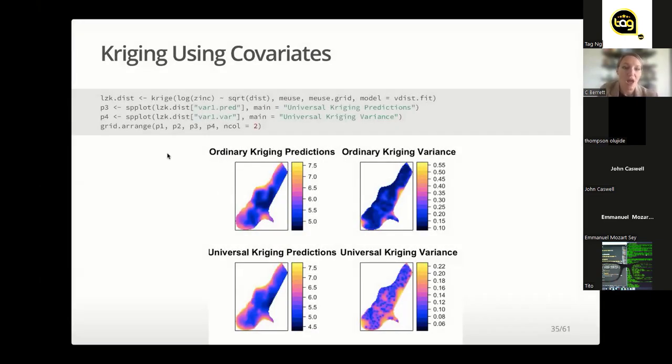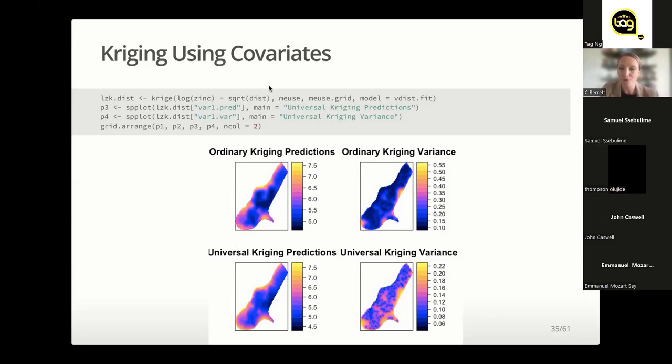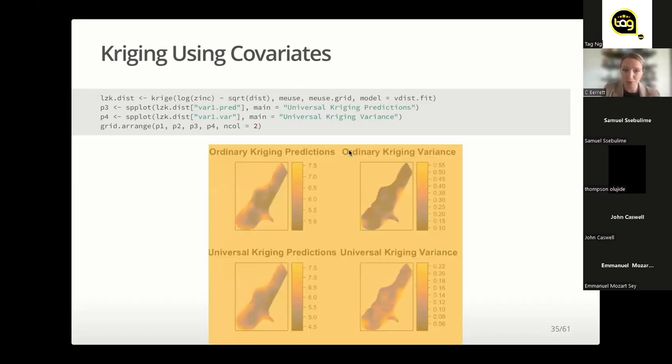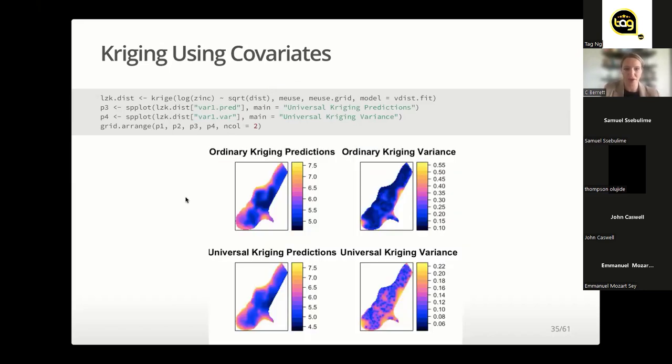Okay, so when we account for a trend, usually it's a latitude-longitude trend. I didn't include that this time, but I just have that square root distance as a covariate. When we account for a trend, we often call that universal Kriging. So these ordinary Kriging predictions on the top row are the predictions when we just fit a constant mean, right? That first set of predictions. The universal Kriging accounts for that distance.